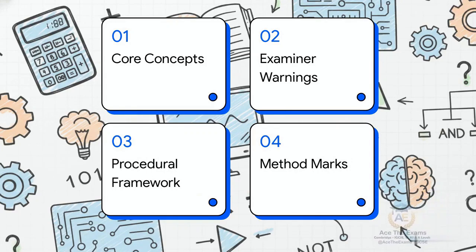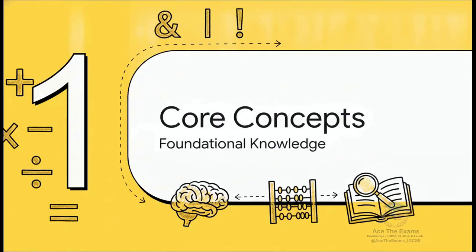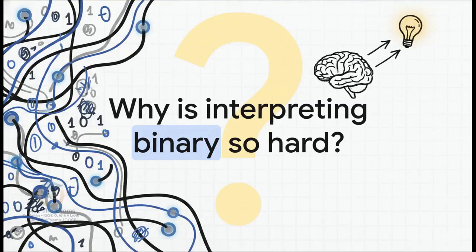Let's get started. Section 1. Mastering the core concepts. When you finally sit down in that exam hall, keep in mind that Cambridge examiners have very specific expectations for this highly technical topic. Now, this brings us to a really fundamental question. It's actually one you've probably asked yourself while staring blankly at a tough past paper. Why do students find interpreting complex binary representations so hard?